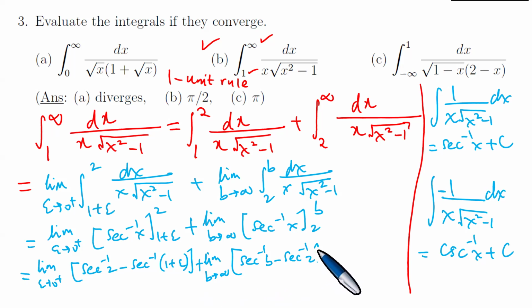So when epsilon approaches 0 from the right, you have arc secant of 2. Arc secant of 2 minus arc secant of 2 is going to become 0, leaving us with this one. And this one is going to be minus arc secant of 1 when epsilon approaches 0 from the right. And then you're also going to be left with this one, arc secant of infinity.